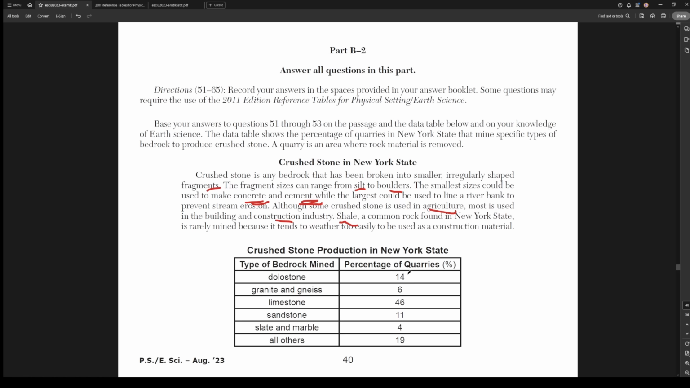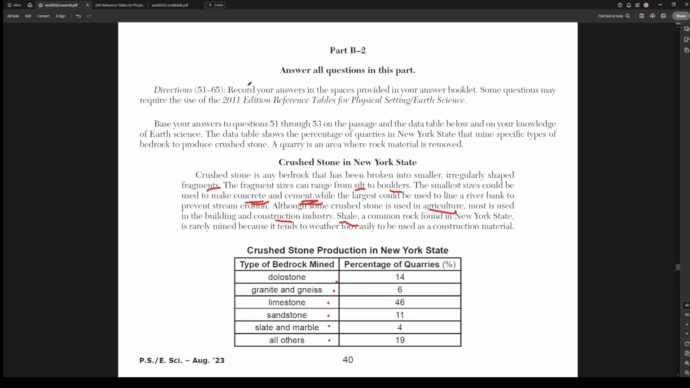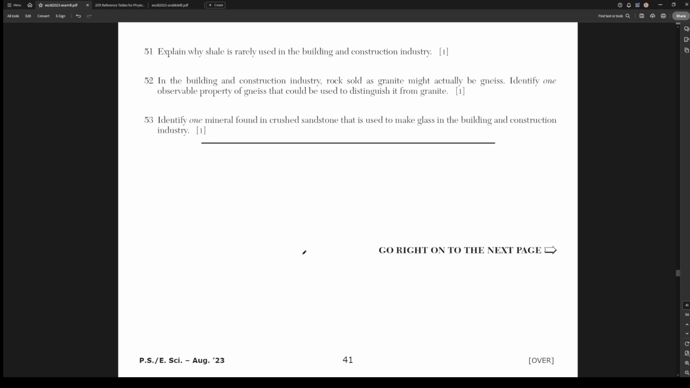We got percentage of how much of this stuff is mined. Wonderful. Explain why shale is rarely used in the building and construction industry. Well, it says it. Shale is rarely mined because it tends to weather too easily. So that is a free question. Weathers too easily. Okay, that was great. We like that.